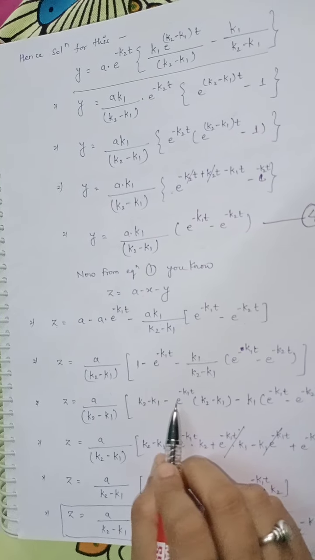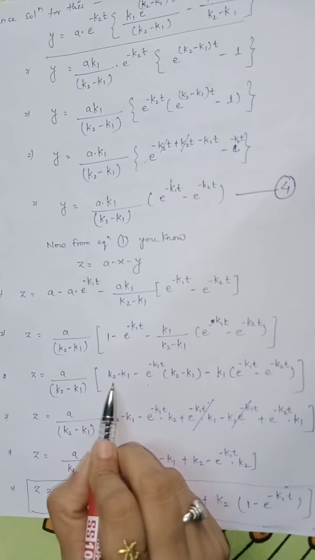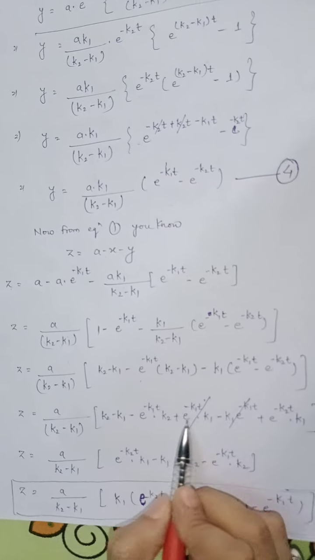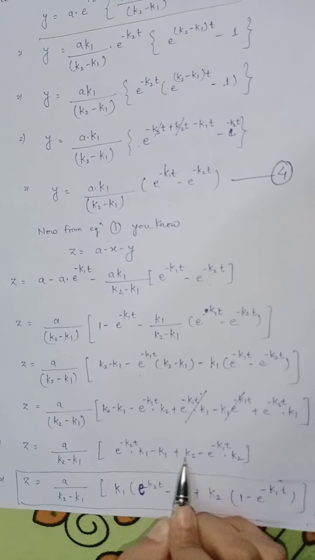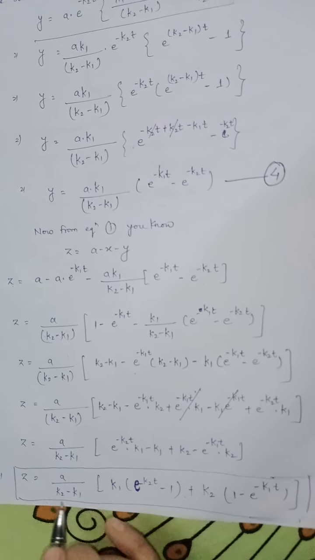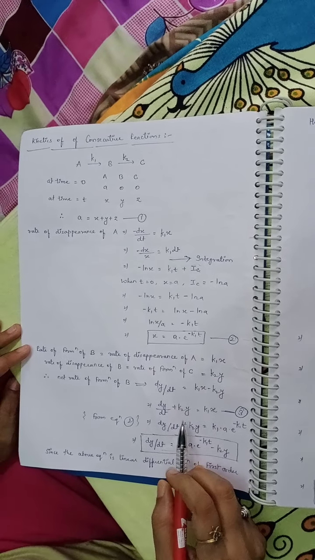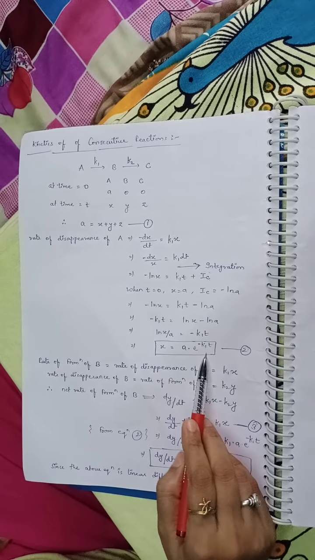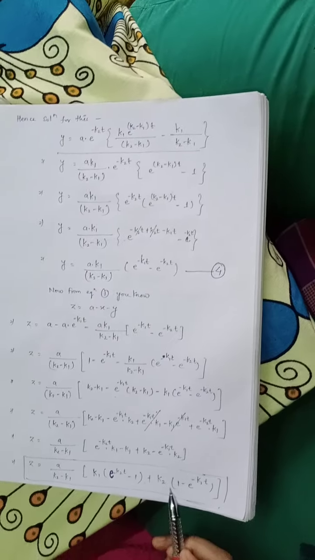If you see it very carefully, you will understand what simple mathematics I have applied. I took some common terms, the negative and positive terms cancel out, and finally after the rearrangement I get this equation. This is the equation you get for the formation of C. So after this you have three different equations to find the first order kinetics: equation 2, equation 4, and finally this equation 5.